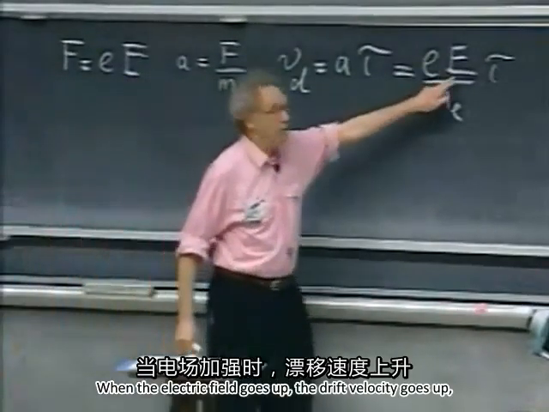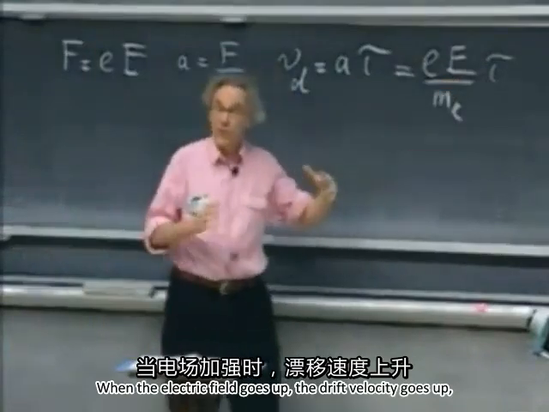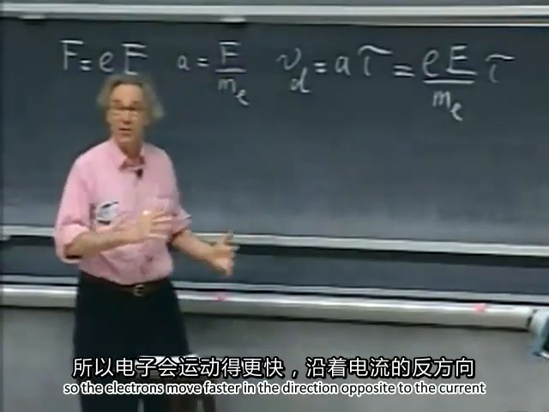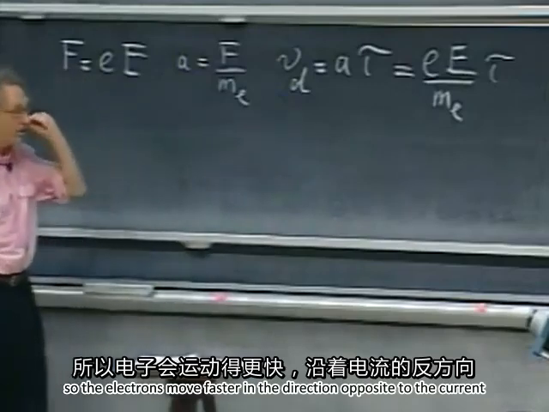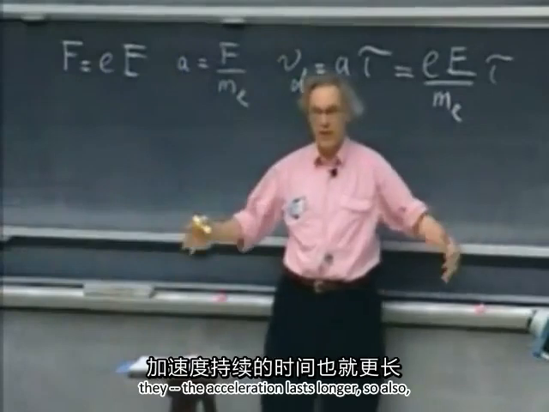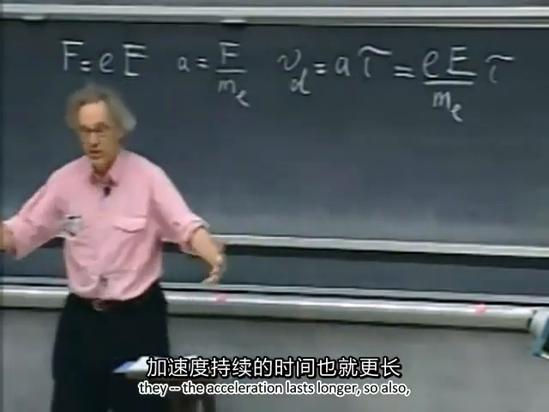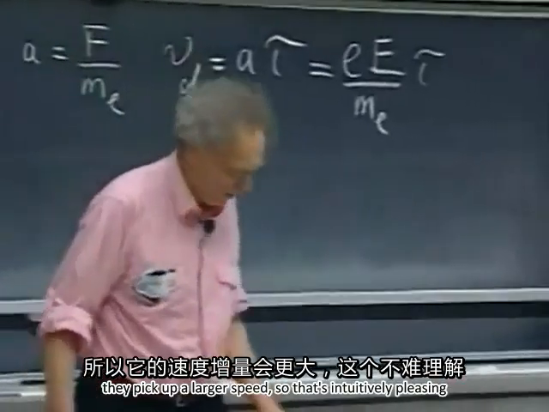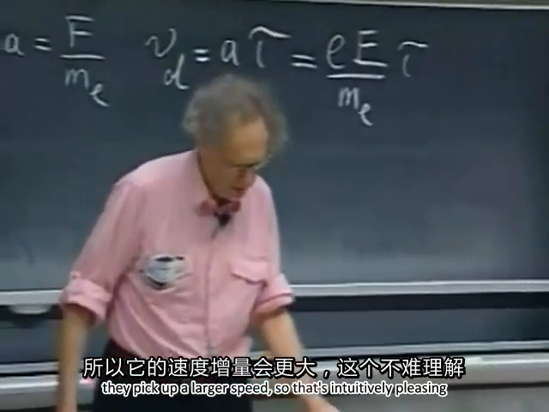When the electric field goes up, the drift velocity goes up. So the electrons move faster in the direction opposite to the current. If the time between collisions gets larger, the acceleration lasts longer, so also they pick up a larger speed. So that's intuitively pleasing.